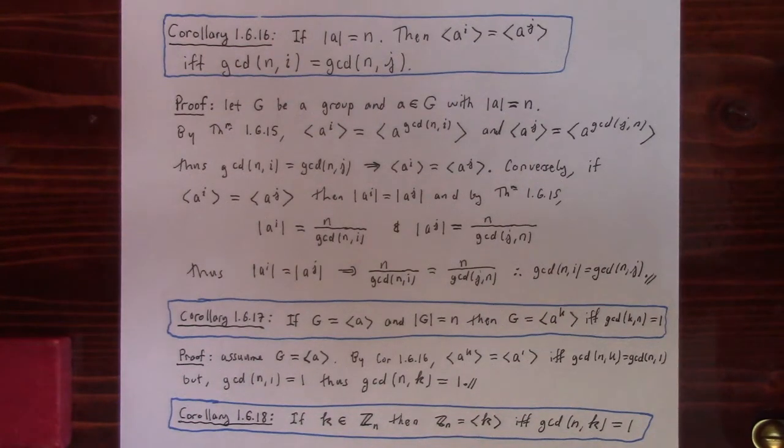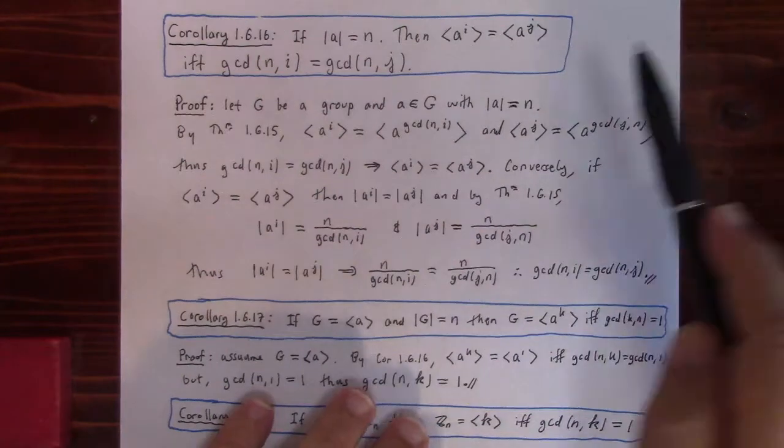Like, let's see here, if you had a group of order 10 and you were looking at a to the 4th and a to the 8th, I think the GCD of 4 and 10 is what? 2, right? What's the GCD of 8 and 10? I think it's still 2, right? So a to the 4th and a to the 8th are going to generate the same subgroup in a group of order 10.